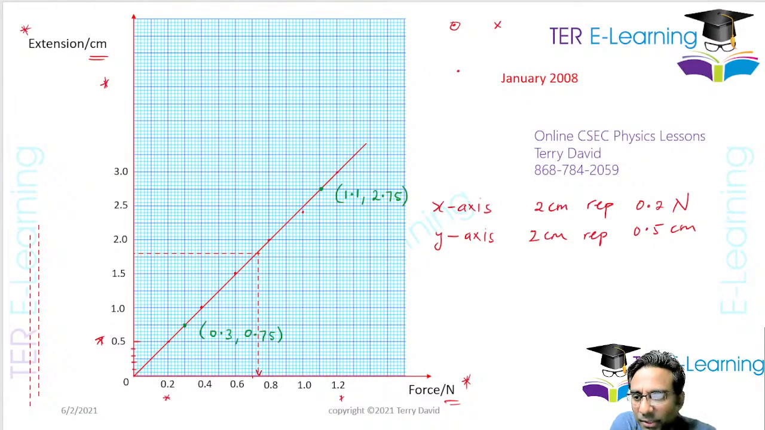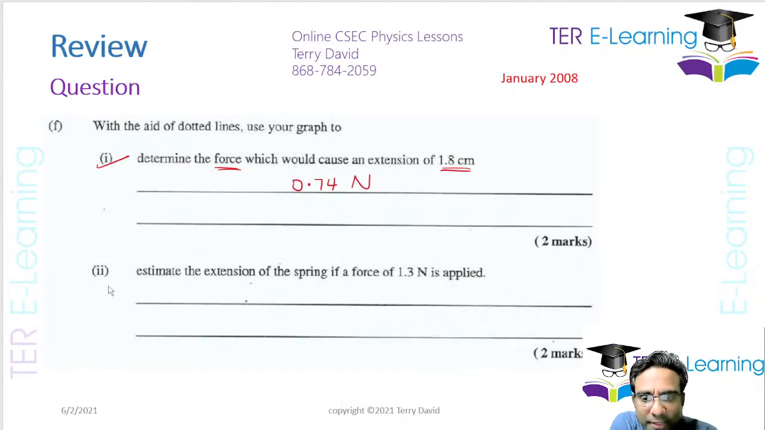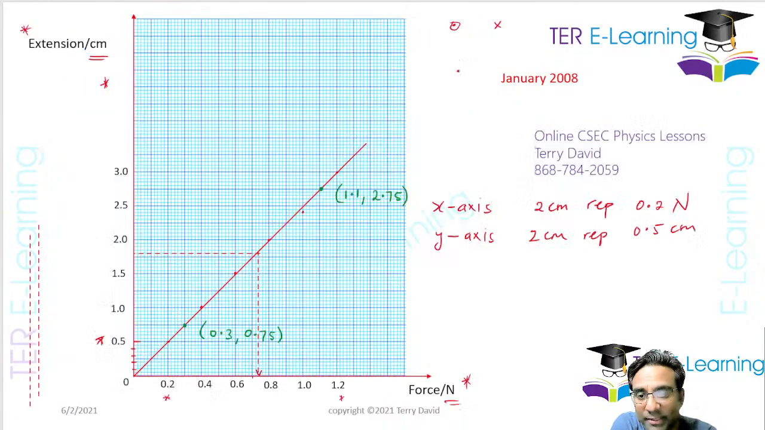Now, the next part, part 2: estimate the extension of the spring. So you want the extension now, but they're telling us that we're using a force of 1.3 newtons. So you have to go back to the graph. You need to figure out where 1.3 newtons is. So 1.3 newtons is actually about here. This is 1.3 here. So you're going to read off this value here.